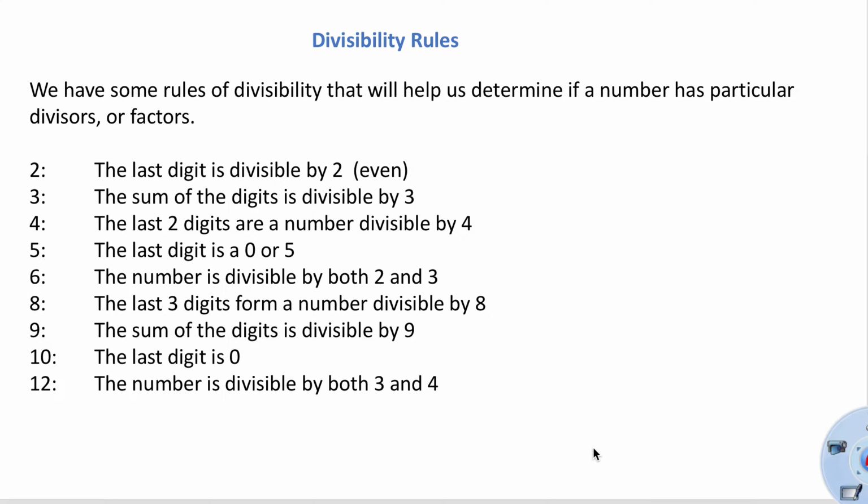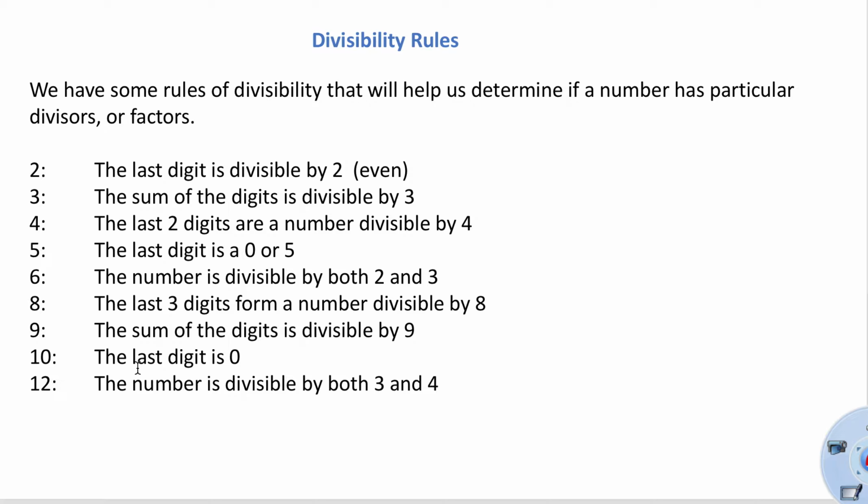Okay, so we have some rules of divisibility that can help us determine if a number has a particular divisor or factors. Notice we don't really have one for 7, or 11. There really is one for 11, but we're not going to talk about it here.